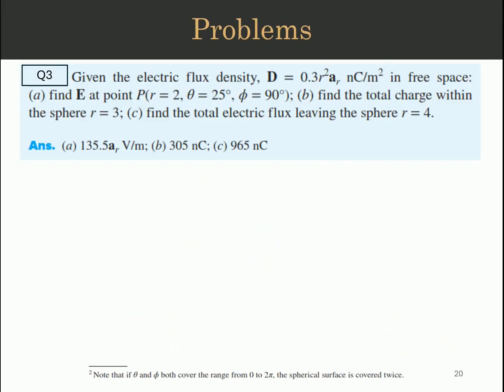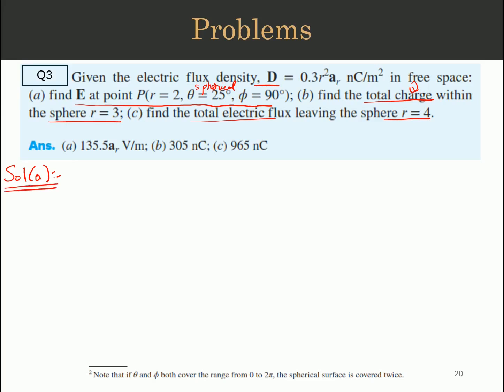So now let us look at some of the problems associated with finding electric flux density and electric field intensity. In the first problem, we have been given electric flux density D with a value of 0.3 r square a of r, and we need to find the electric field at point P. This is again the spherical system because of the axis value. Then we need to find the total charge q within the sphere of radius 3, and then the total electric flux within the sphere of radius 4. Let us see how we can solve this, starting with the first part.